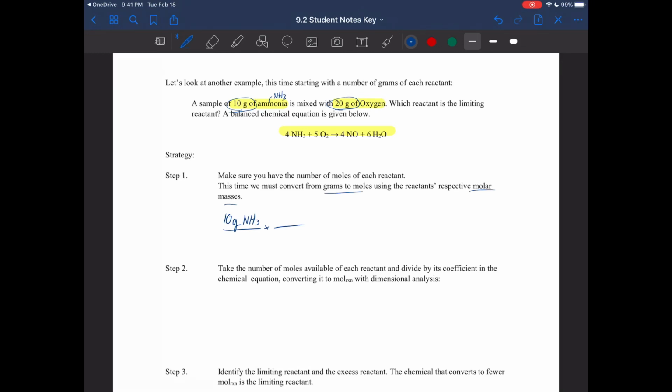So 14.01 plus 1.01 times 3 should be, what is that, 17.01, 17.04. Oh my goodness. Mental math is hard. Grams of NH3 in 1 mole of NH3. So now we calculate 10 divided by 17.04. I'm getting 0.587-ish moles of NH3. Okay, next chemical.